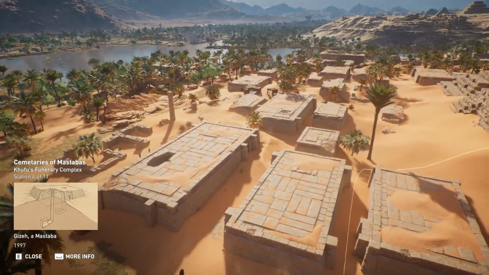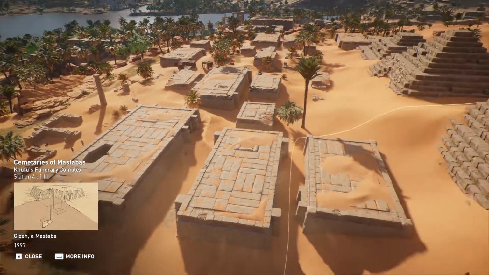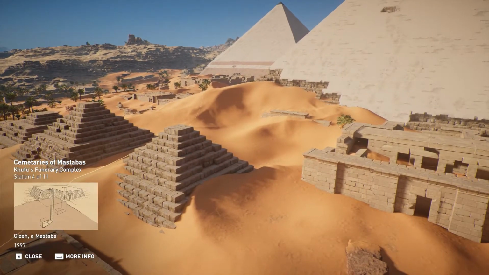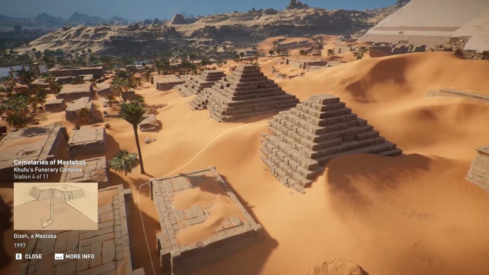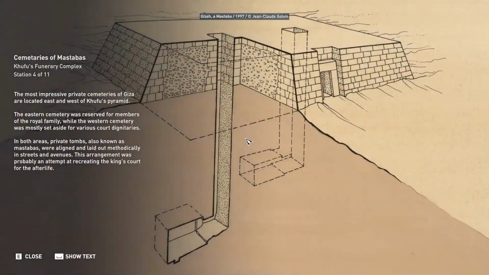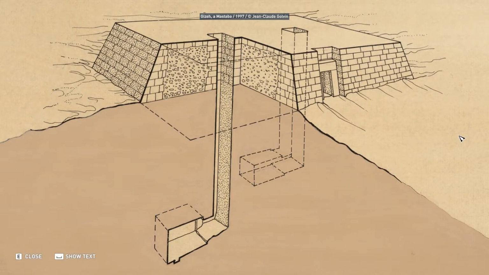The most impressive private cemeteries of Giza are located east and west of Khufu's pyramid. The eastern cemetery was reserved for members of the royal family, while the western cemetery was mostly set aside for various court dignitaries. In both areas, private tombs, also known as mastabas, were aligned and laid out methodically in streets and avenues. This arrangement was probably an attempt at recreating the king's court for the afterlife.